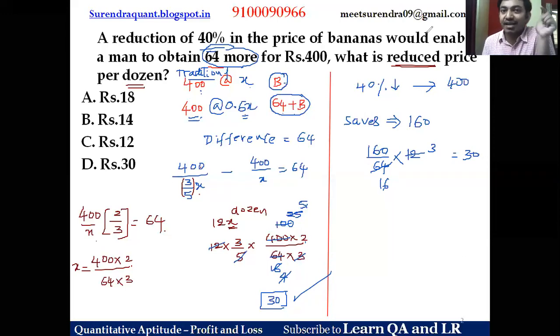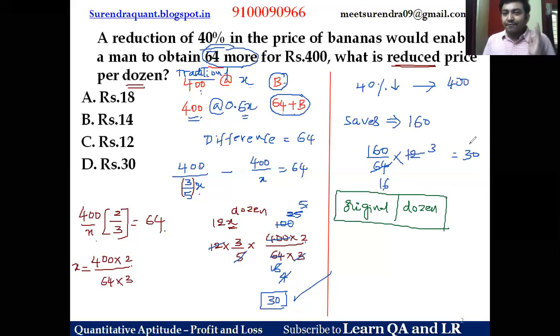What if it is the original cost? What is the cost of bananas at the original rate per dozen? If I ask something like this, then how do you solve? Let us understand the applications of it. If 1 dozen costs 30 rupees after the reduction, and I say the original cost is 100% per dozen, what is the saving? 40% is savings, right? 40% reduced means the reduced price is 60% per dozen, which is how many rupees? We got 30 rupees. If 60% is 30 rupees, what is the original price per dozen?